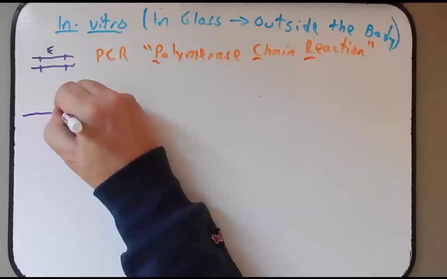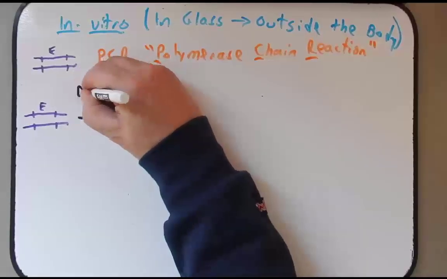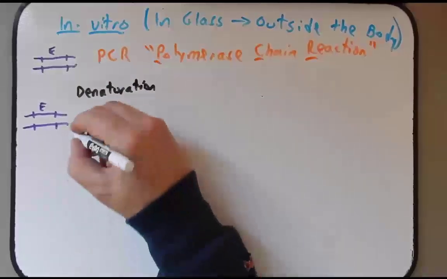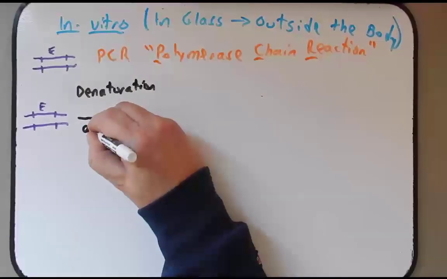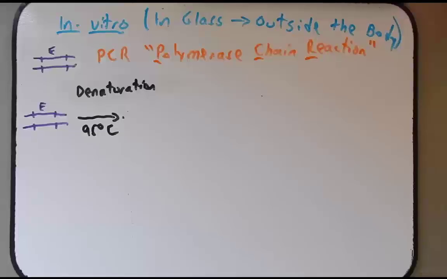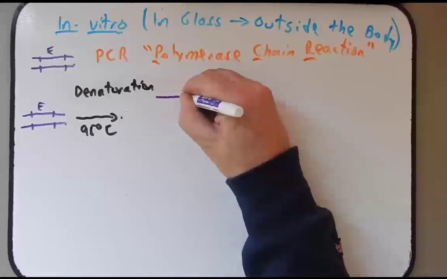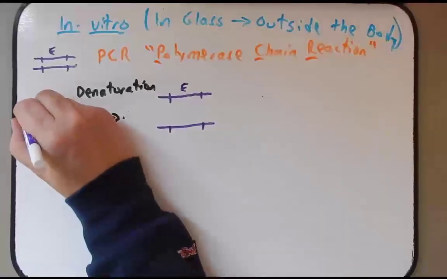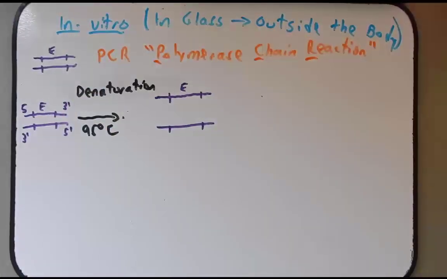So let's draw our gene here. And so the first step is called denaturation. And what we do during this denaturation step is we heat the DNA over here to about 95 degrees Celsius. And what that does is it pulls apart the DNA. And let's provide the 5' and 3' ends here. So it pulls the DNA apart by ripping through these hydrogen bonds.